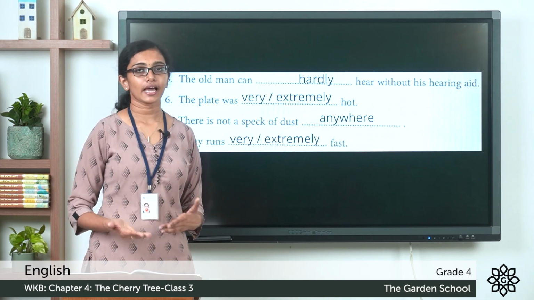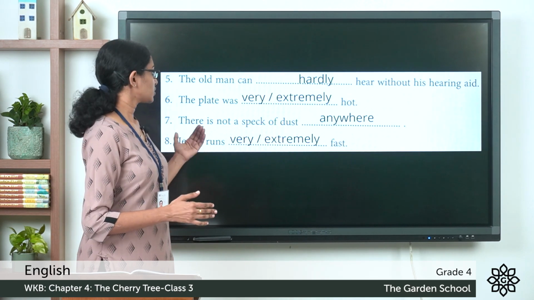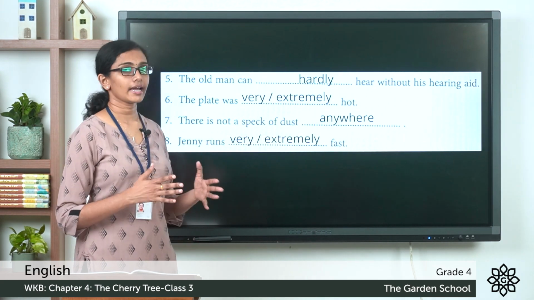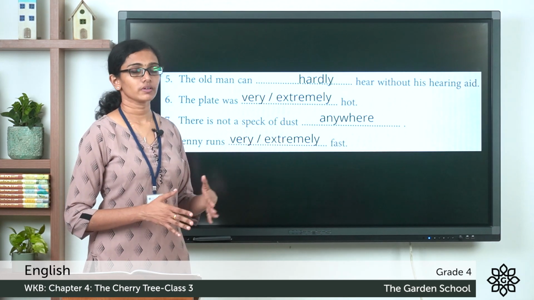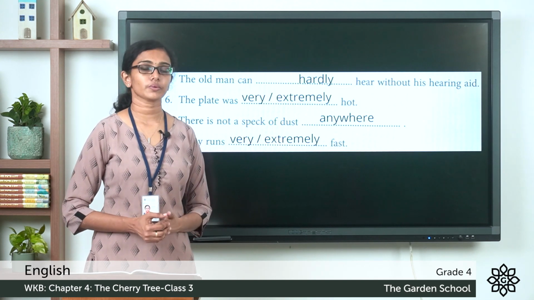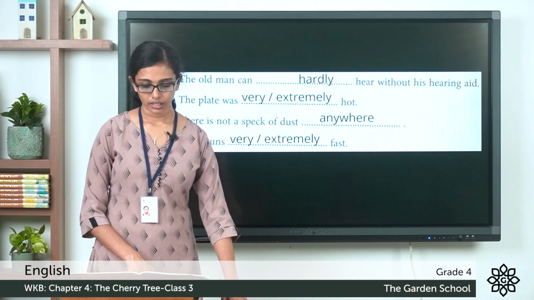Jenny runs dash fast. You can either write Jenny runs very fast, or you can write Jenny runs extremely fast. Adverbs of degree. So I hope you have done these questions correctly. Now let's move on to the next set of exercise.